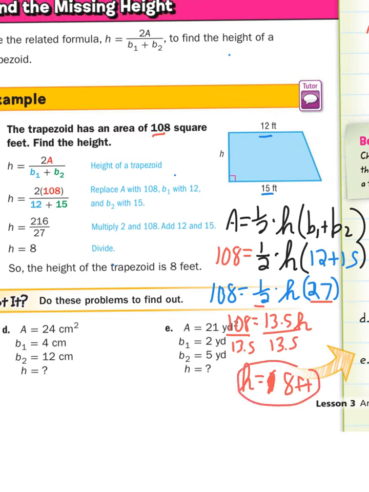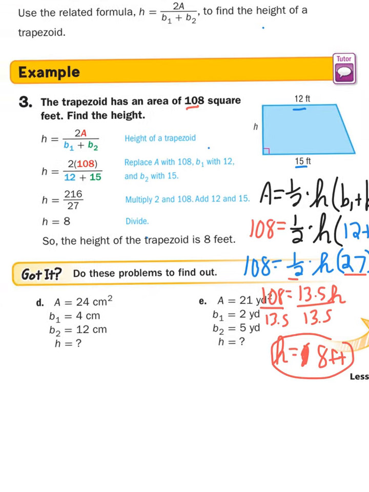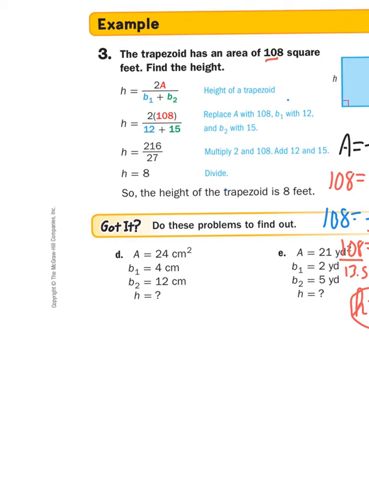All right, so we're going to go down. I'm going to start with D. We'll do that one together, and then you're going to try E. So let us move on over here. So in problem D, here's what they give us. The area, and I know because it says A equals, and I know because it says square centimeters. They give us base 1, base 2, and the height is missing.